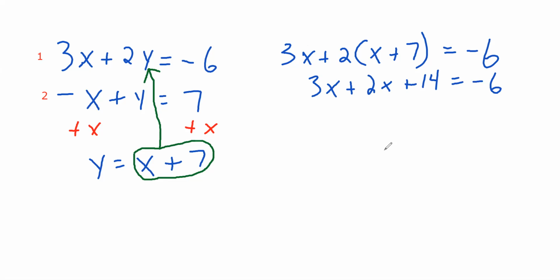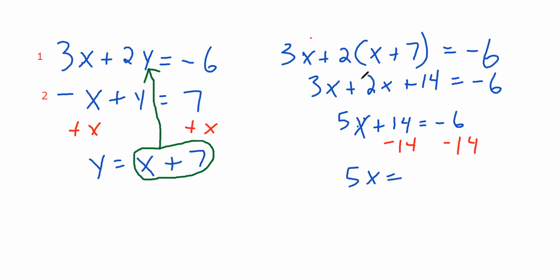Then I would combine my x's together. 3x plus 2x will give me 5x. So it'll be 5x plus 14 equals -6. I just got to isolate x. It's really not that difficult. Kind of a standard problem. You'll get 5x equals -20. Divide both sides by 5. You'll get x equals -4.